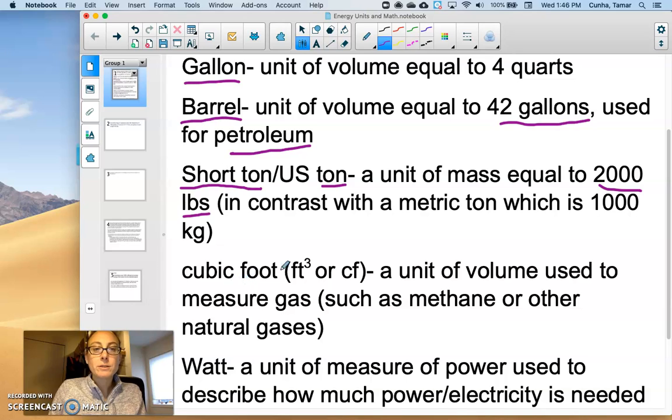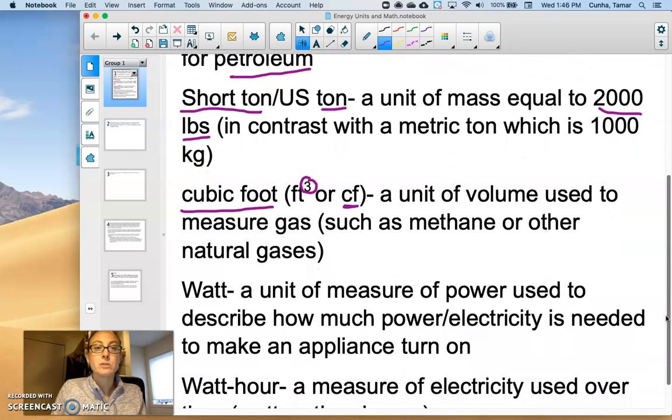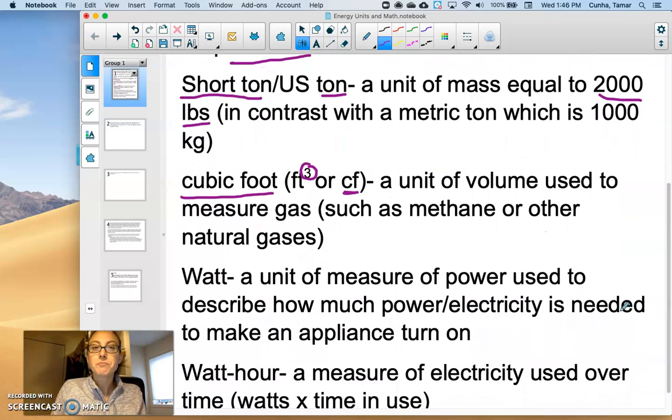A cubic foot is a volume that we would use for gases, and you'll often see CF as the abbreviation for that. This is cubic though, right? So if you have to do conversions to cubic meters, just be very careful about that. All right, so this will talk about natural gas, how much you're burning in your heater or in a natural gas power plant.